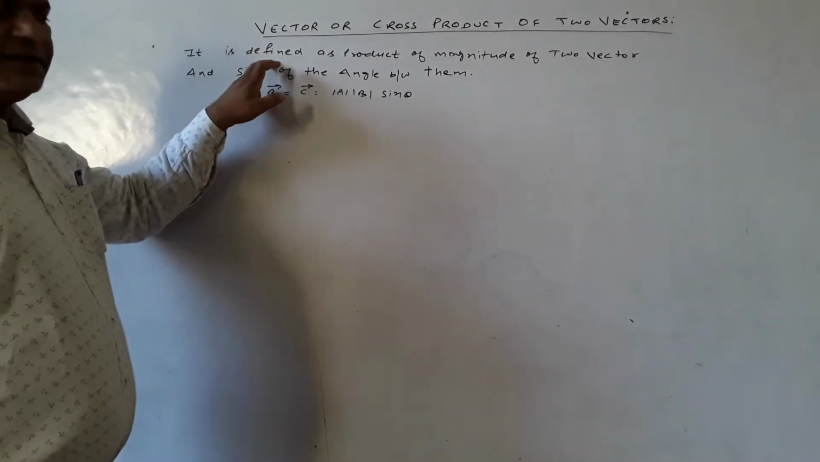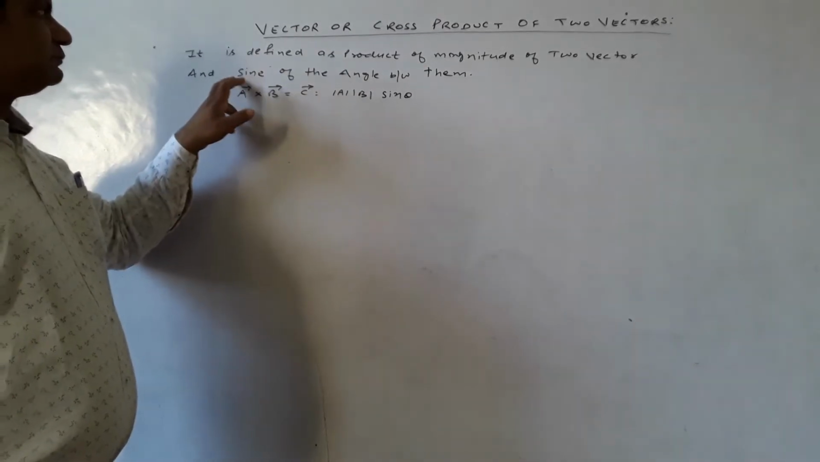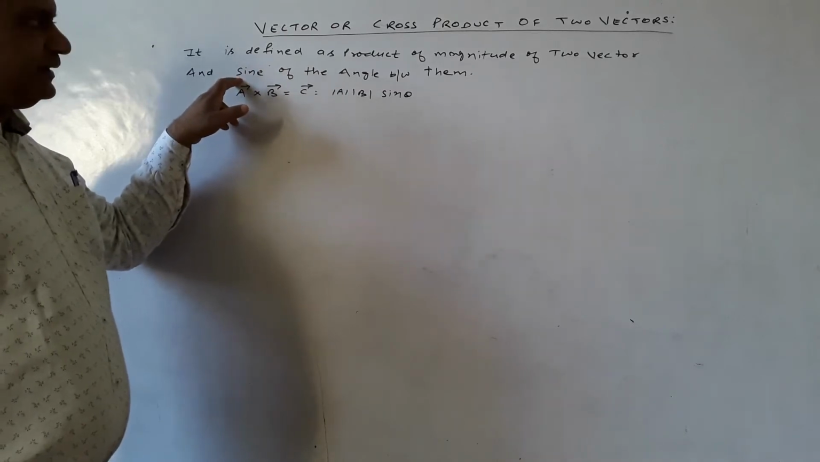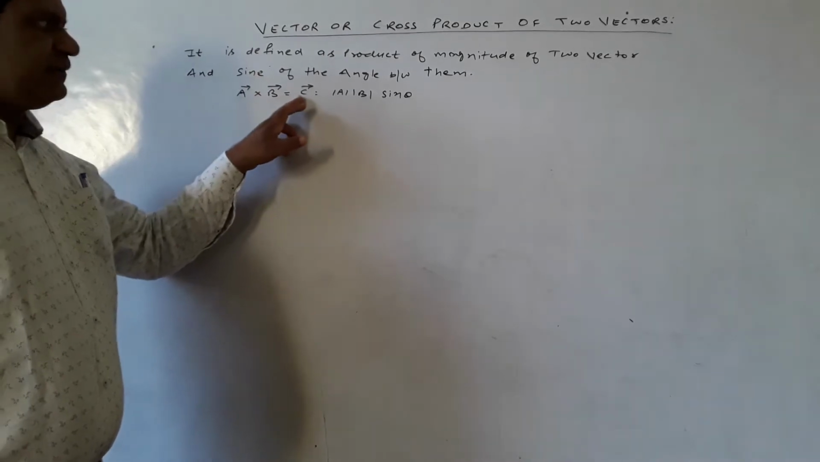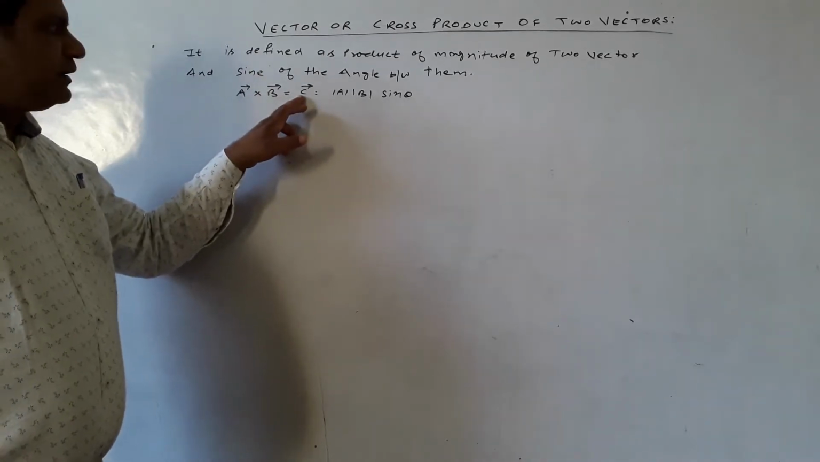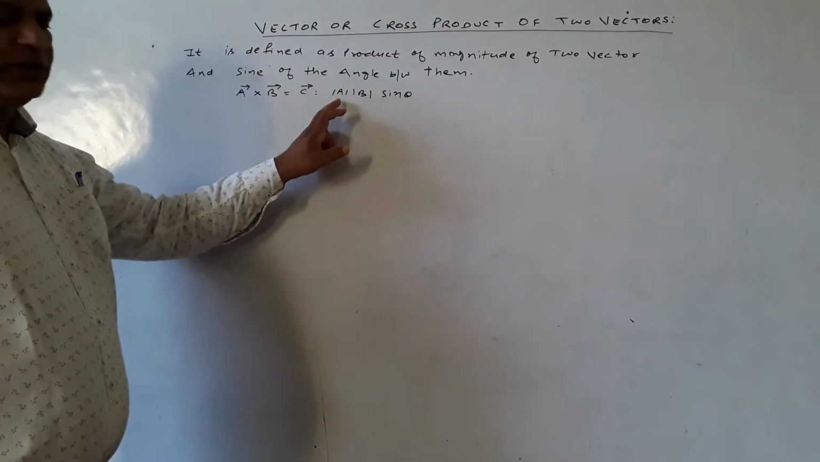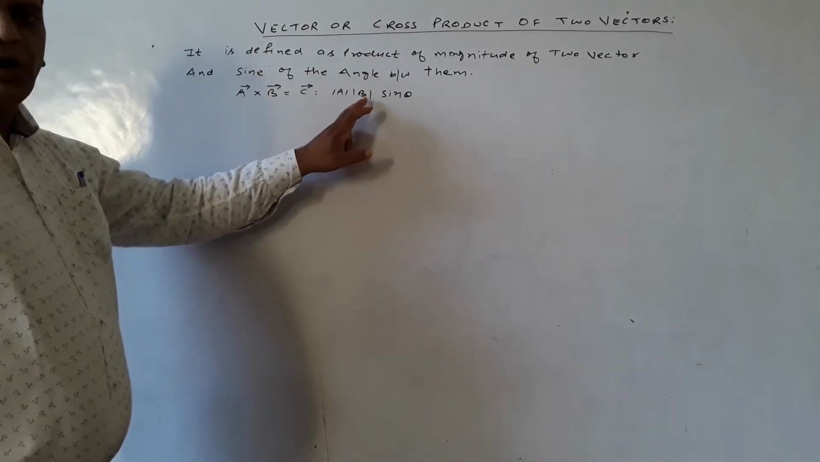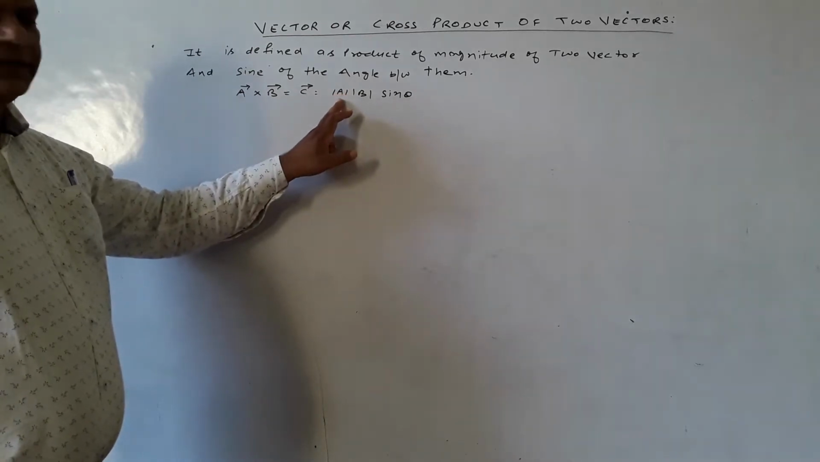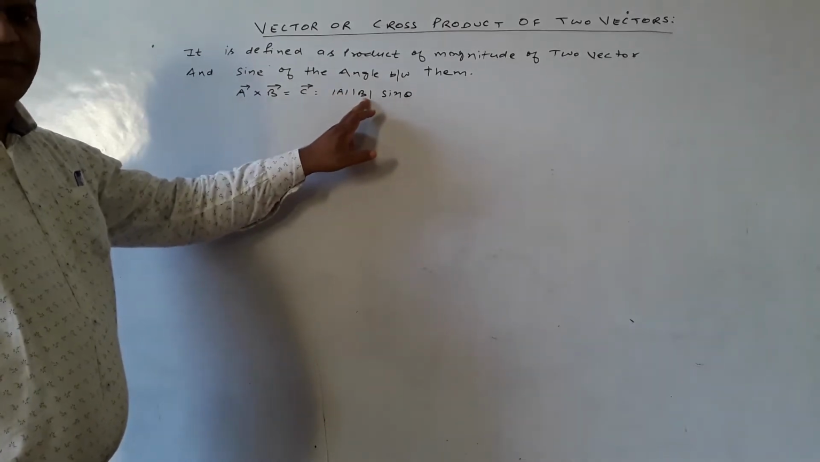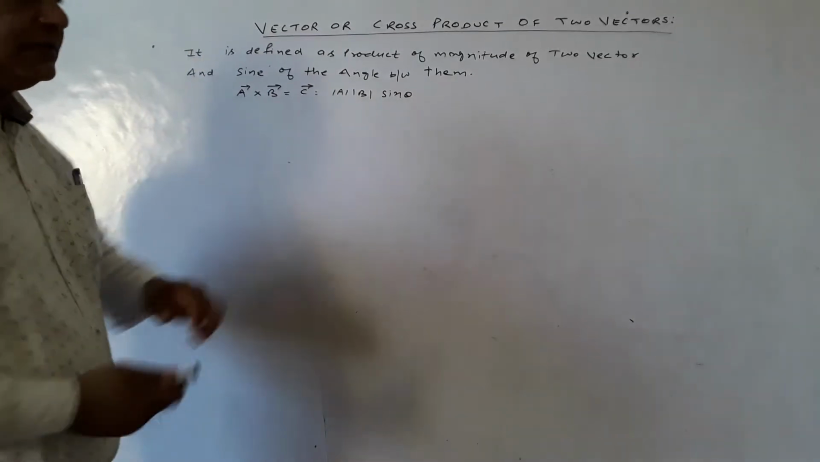In vectors, we have the next topic, the vector or cross product of two vectors. It is defined as the product of the magnitudes of the two vectors and the sine of the angle between them. So we can write A cross B is equal to the vector C. Here C is the resultant of A cross B and it is equal to mod A mod B into sin theta. Mod A is the magnitude of vector A, mod B is the magnitude of vector B, and theta is the angle between vector A and vector B.